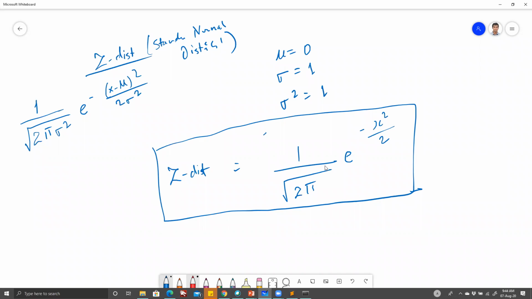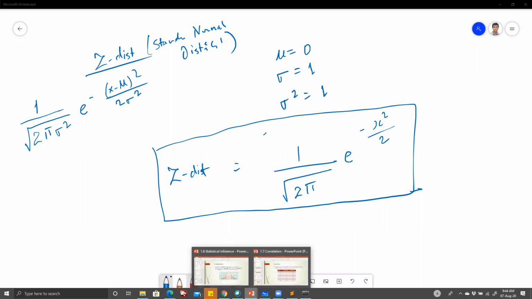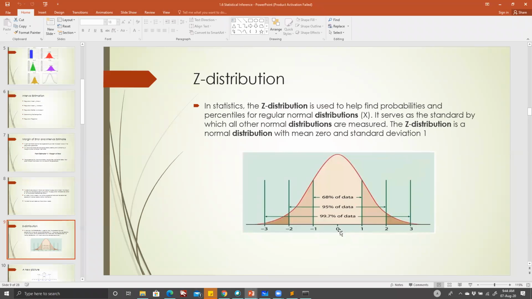Clear to everyone? How did I get the z distribution value? And again, it follows all the rules of normal distribution. So what it means is, and I will just use this picture itself, the mean will always be at 0 here, and the standard deviation is 1.